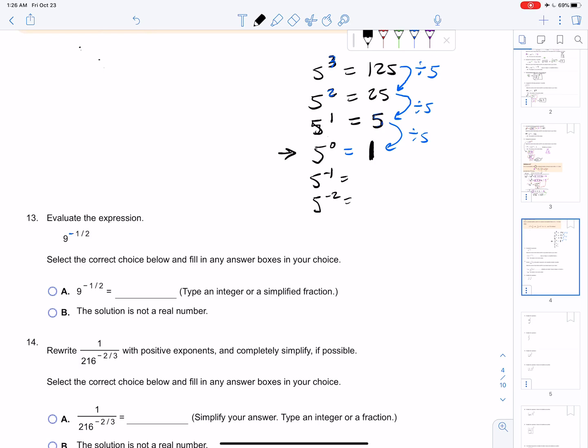Can you continue with the pattern? And I want more space because these are exponents that have fractions, right? So what happened with the steps here? Well, I've got to continue with my pattern. The pattern is divide by 5. What's 1 divided by 5? Well, 1 divided by 5, that's just 1 over 5.